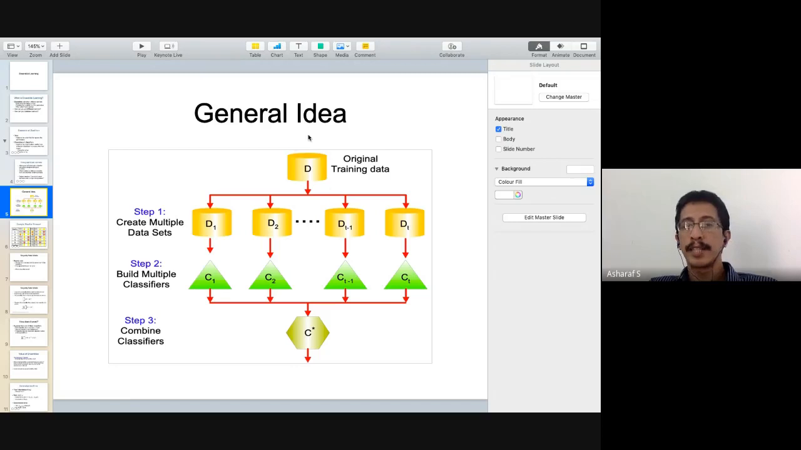We have the original training data, and you can create multiple data sets. There are various ways in which you can generate multiple data sets from the same data set. You can sample with replacement, or you can use the same data set with a different weightage for every point. For example, I take a sample and put it in my D1, and at the same time I reconsider the sample again.